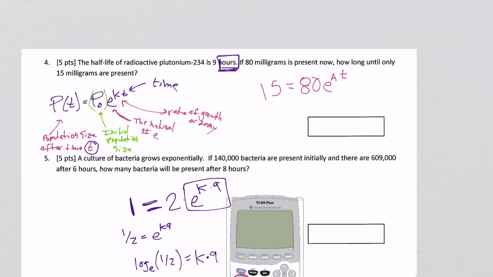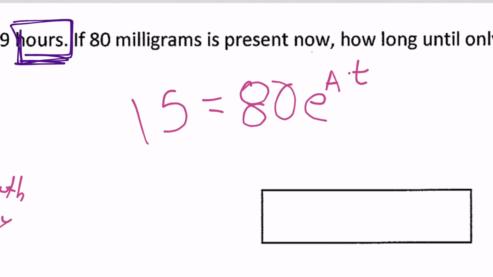Now, it looks like I have 3 variables in this, but I don't, right? e is the natural number e. That's not a variable. It's a button on our calculator. A is the stored value of our rate of decay. So that is also not a variable. The only unknown here is t. That's what we want. So how do we find it? Well, it's an exponent, so we use logs.